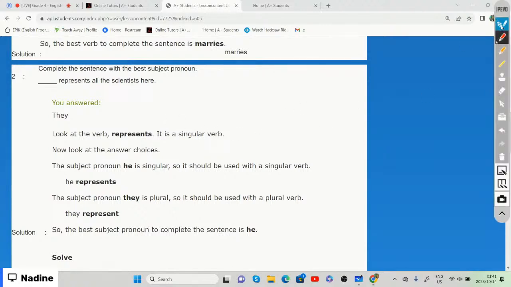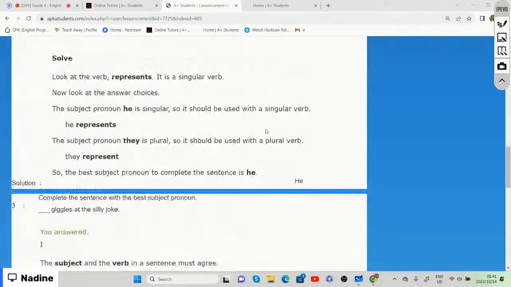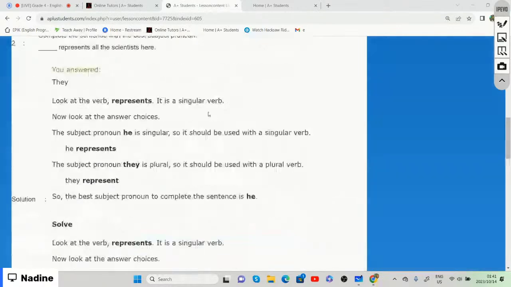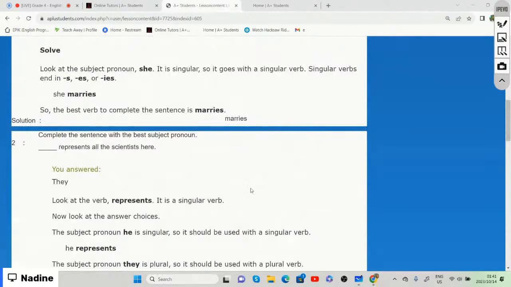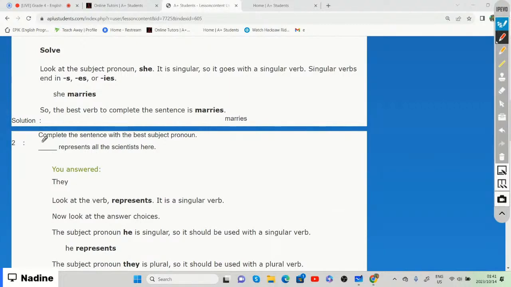Let's check something. So basically, we can say he represents all the scientists here. All right.